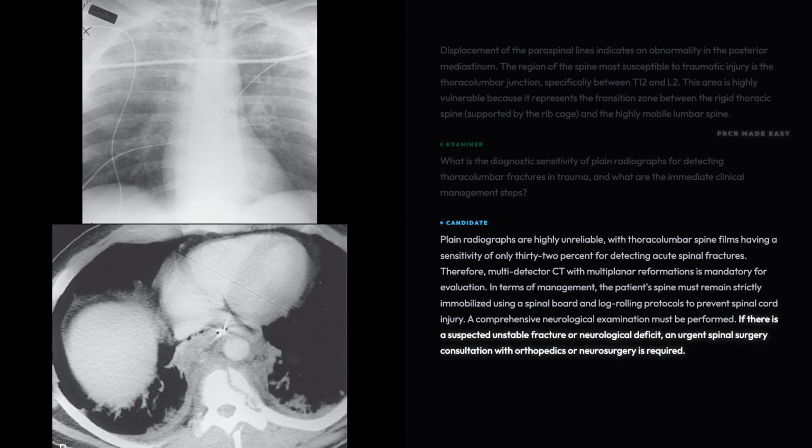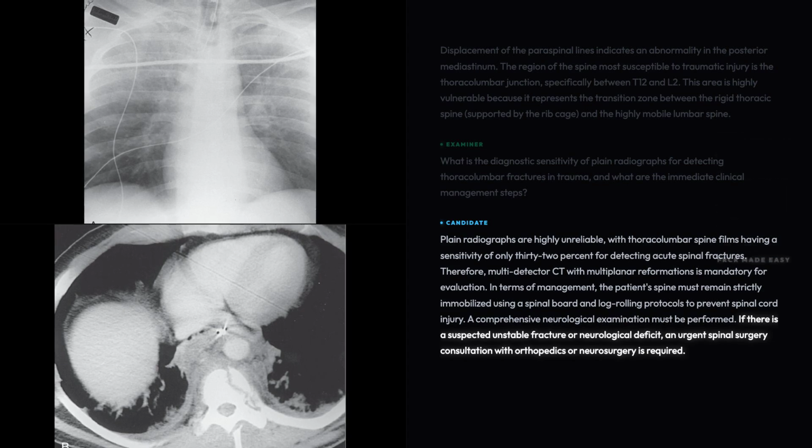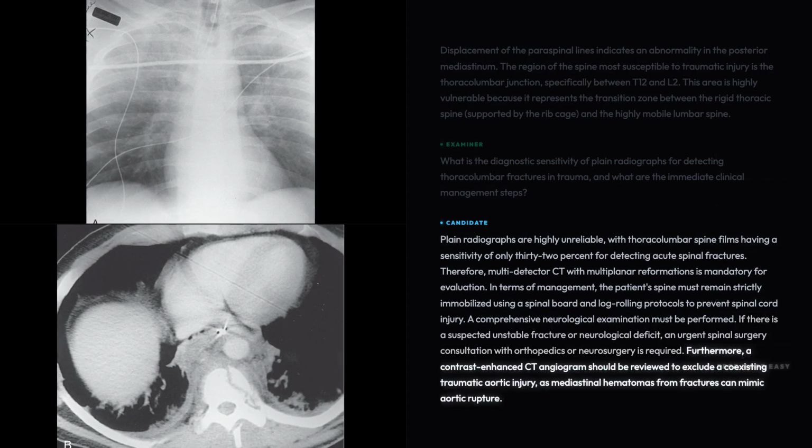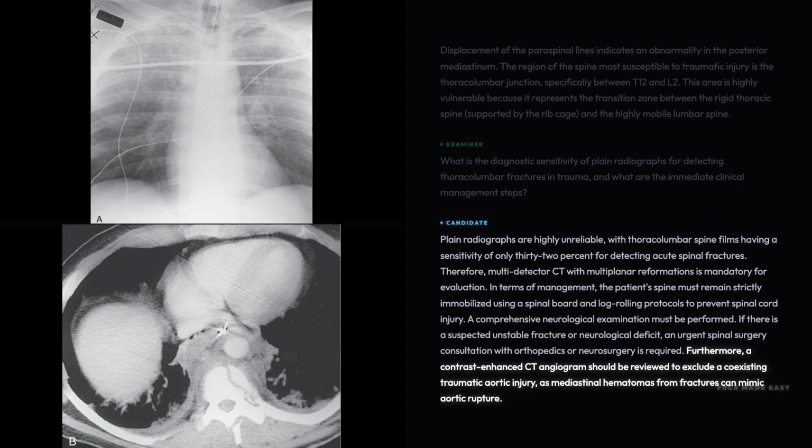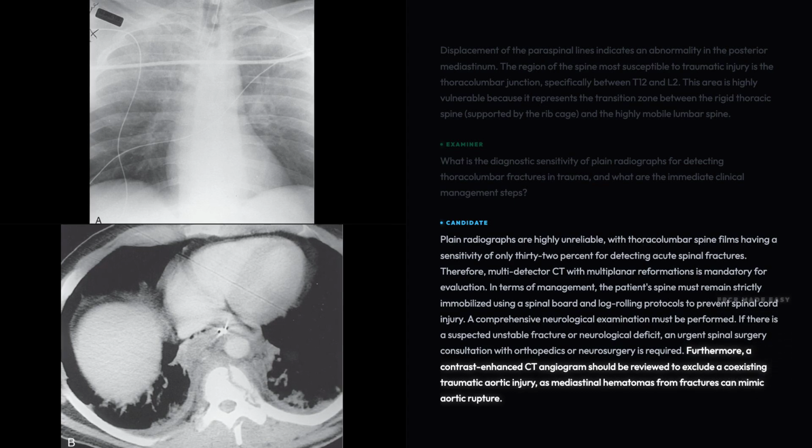Furthermore, a contrast-enhanced computed tomography angiogram should be reviewed to exclude a coexisting traumatic aortic injury, as mediastinal hematomas from fractures can mimic aortic rupture.